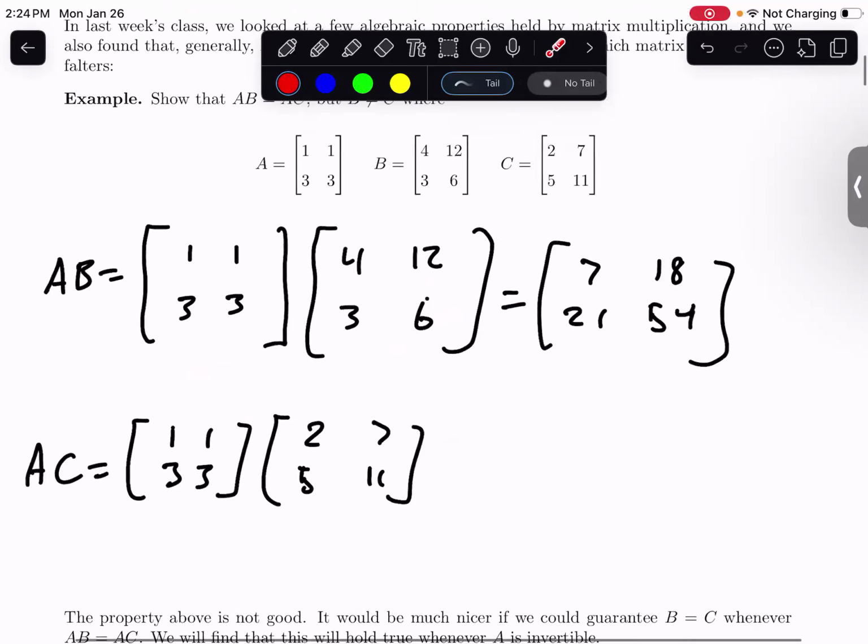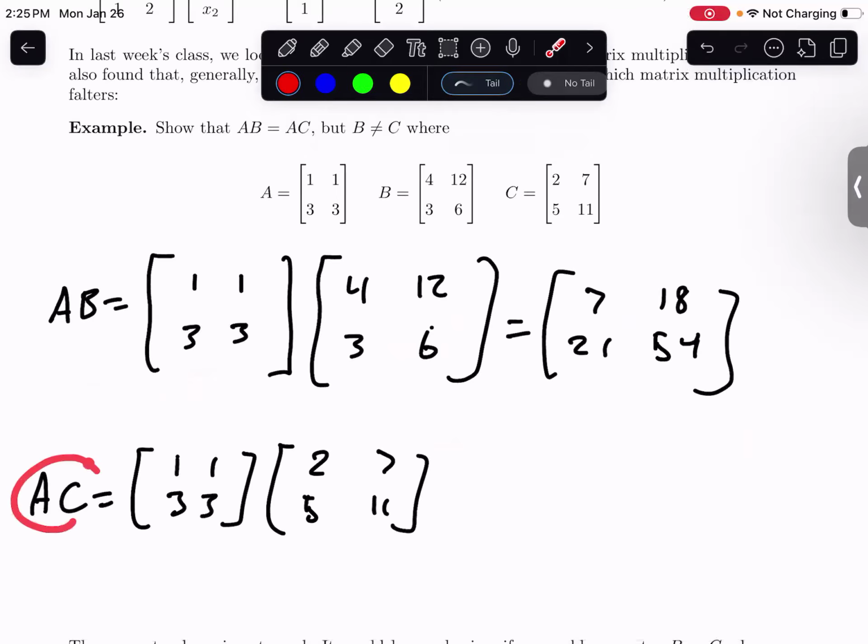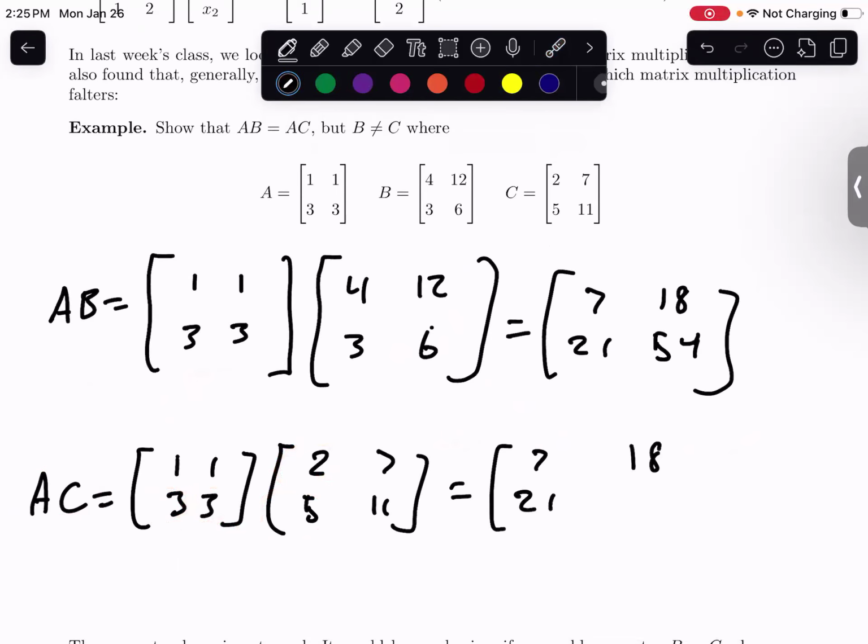So that's the product. And we should find that when we take the product of A and C, it should be the exact same thing. So this would be 2 plus 5, which is 7. 7 plus 11 is equal to 18. 3 times 2 is 6, plus 15 is 21. And then you have 21 plus 33, which is 54. So you can see the two are equal to one another.